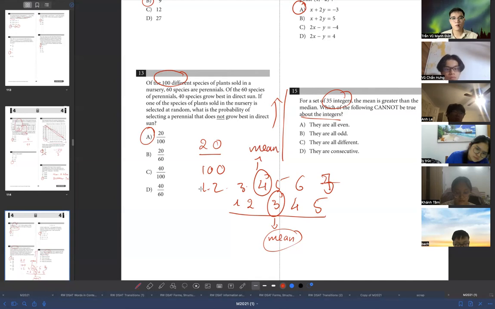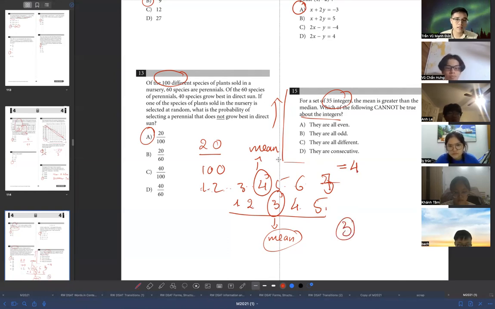Okay, so 1 plus 2 plus 3 plus 4 plus 5 plus 6 plus 7 divided by 7 is 4. The mean is 4, and this 1 plus 2 plus 3 plus 4 plus 5, divided by 5, is also 3. So the conclusion is the mean and median are the same.